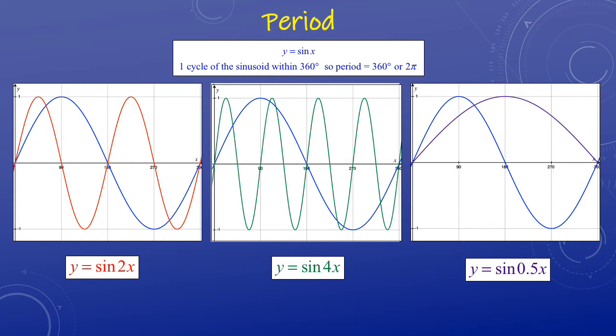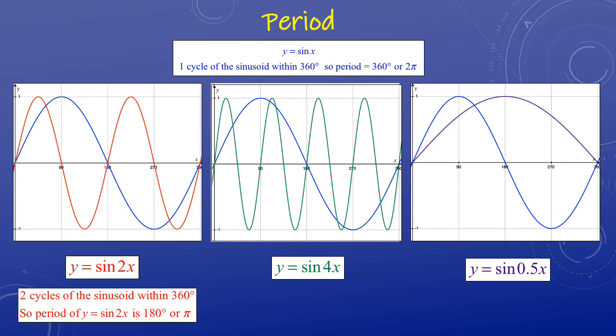Next, we see three other curves as compared to y is equal to sine of x. We see y is equal to sine of 2x in red, y is equal to sine of 4x in green, and y is equal to sine of 1/2 x in purple. Notice that we are not seeing now one cycle of the sinusoid, but other numbers of cycles. Let's see if we can come up with what is going on.